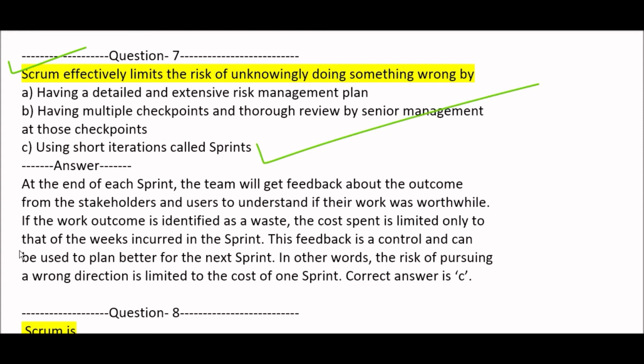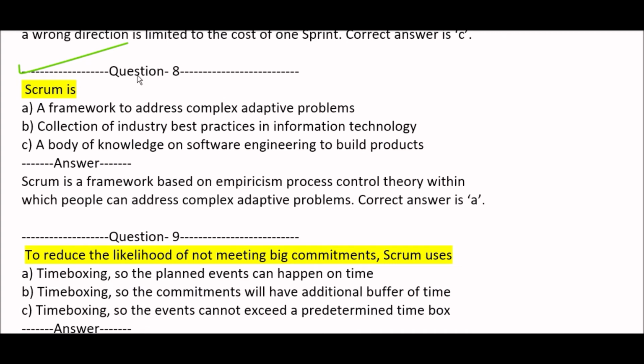Okay, next question. Scrum is: option A, a framework to address complex adaptive problems. Option B, a collection of industry best practices in information technology. Option C, a body of knowledge on software engineering to build products. Right answer here is option A. Basically, Scrum is a framework to address complex adaptive problems. Scrum is a framework based on empiricism process control theory within which people can address complex adaptive problems. Correct answer here is option A.